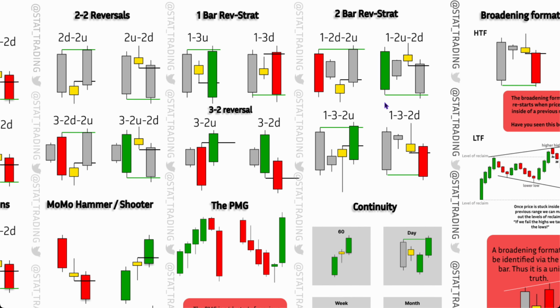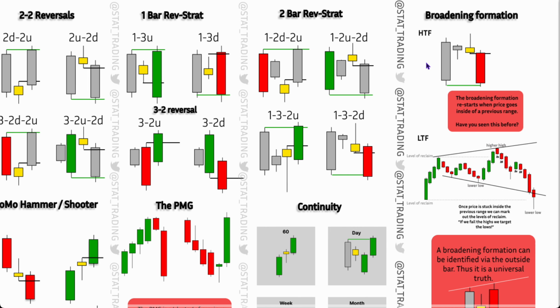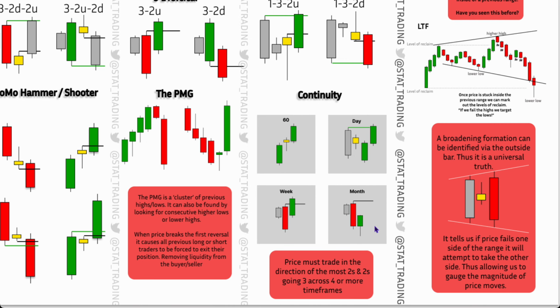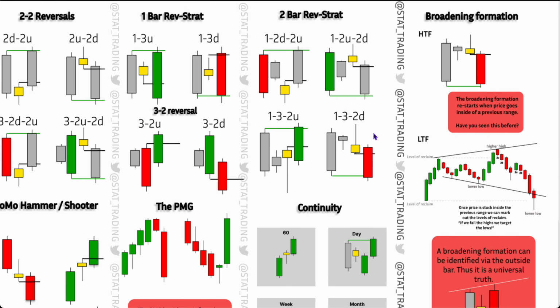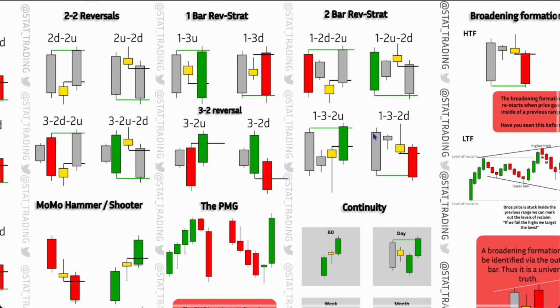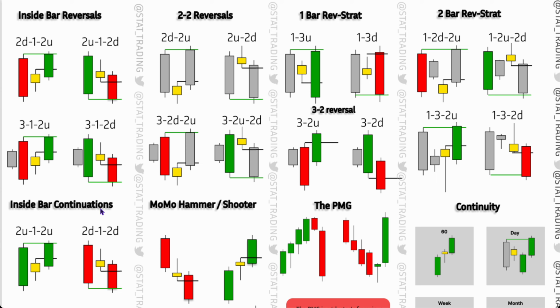You want to go through this just consistently. So we have the 1 bar RevStrat, 2 bar RevStrat. We've already talked about broadening formations, and then continuities we have also mentioned. So study this sheet. You need to know inside bar reversals, inside bar continuations, right? You always want to be playing off inside bars. These are really great signals to just know. Inside bar, up or down, whatever that trigger is, you need to be aware of that, right?